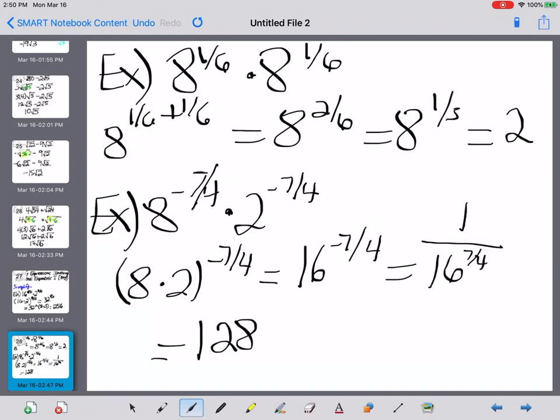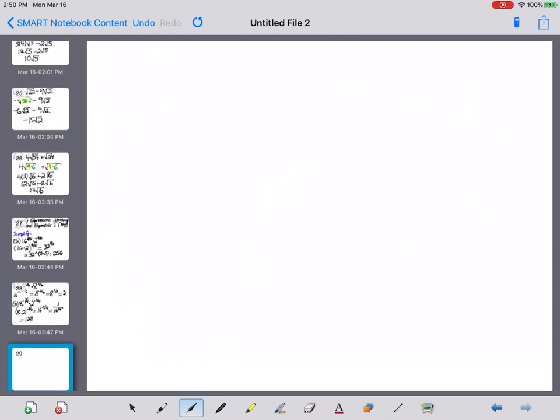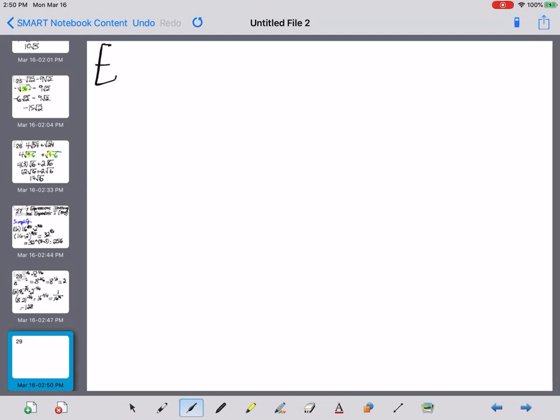So let's do some algebra. Let's throw some variables in here. So if I have y to the 17/6, well, that's a beautiful fraction, isn't it? So y to the 17/6, we're going to multiply that by y to the -5/6.